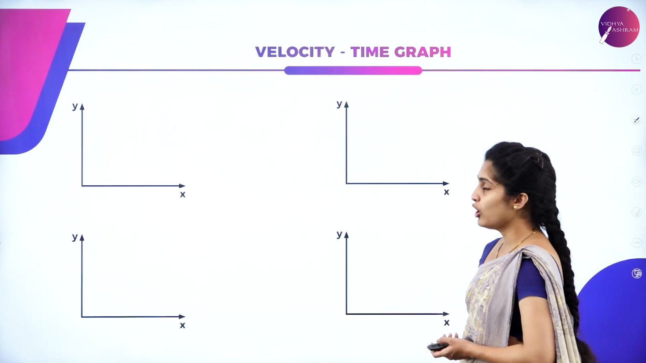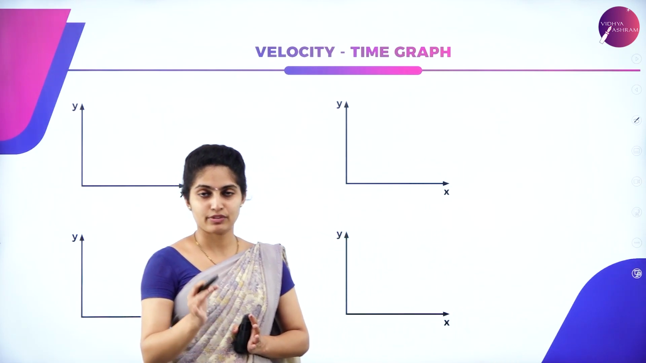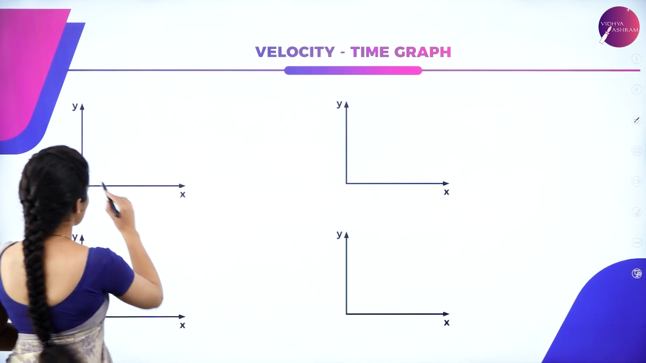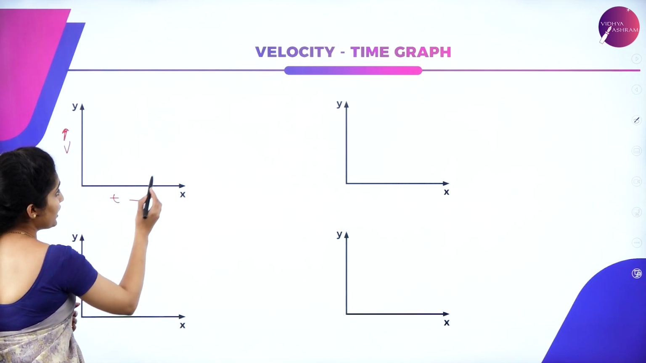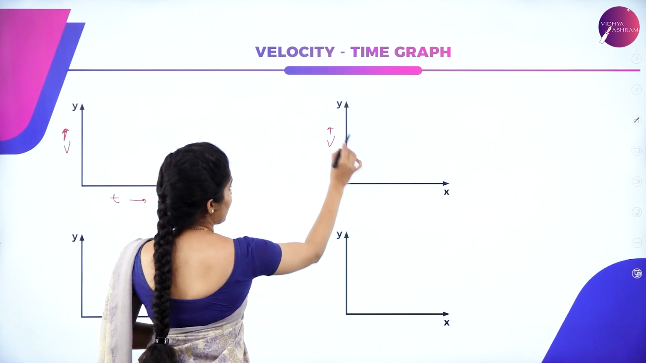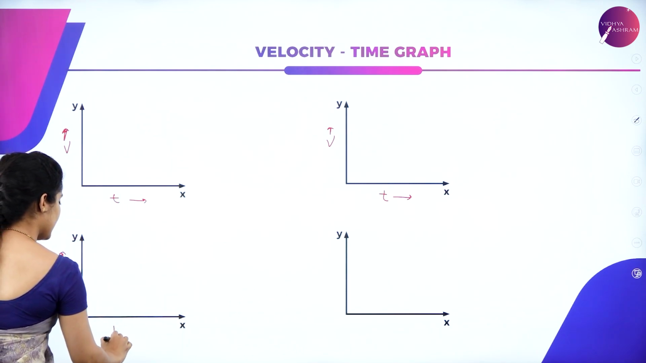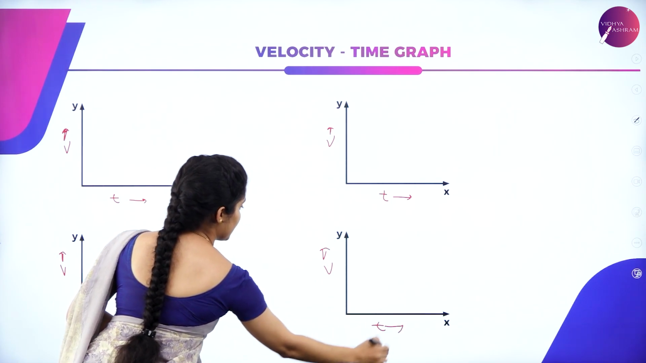Next we have velocity time graph. Till now we plotted the position time graph. Now our duty is to plot the velocity time graph. So this is your velocity and this is your time. Same way, everywhere you will have velocity time graph. Here also it is velocity time graph, and here also you have velocity time graph.